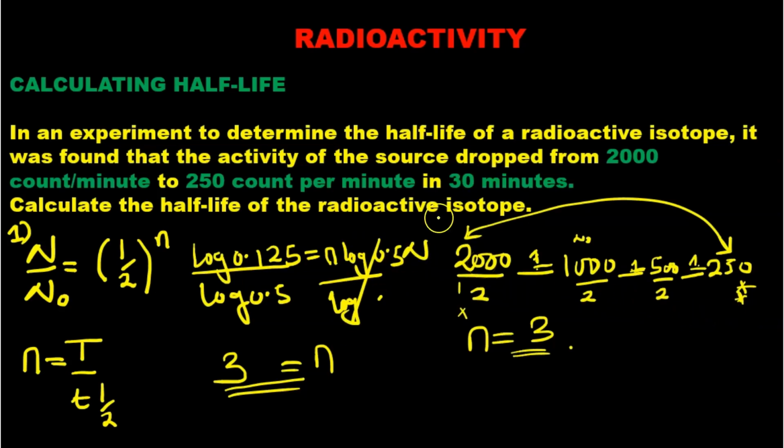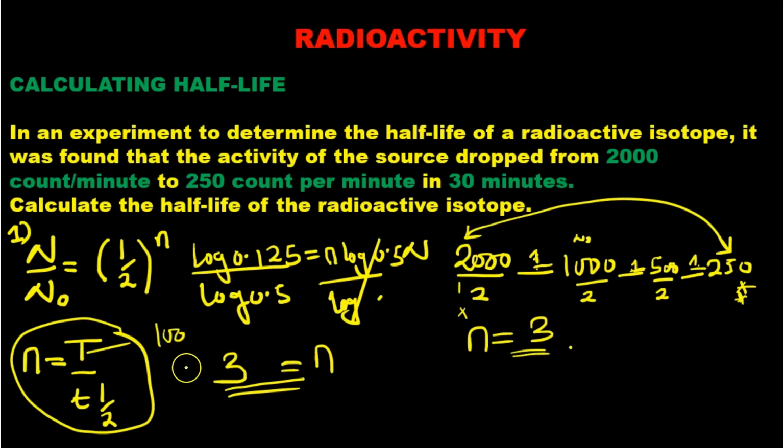All right. Have we calculated the question? So we've not answered the question yet. After finding n, what are we going to do? Do we have T? Because we need to apply this formula for us to find the half-life. But we have T. So T is the time that elapsed. If you look at this question, the source dropped from 2000 counts per minute to 250 counts per minute in 30 minutes, which means the time elapsed was 30 minutes. So our capital letter T, the time elapsed, was 30 minutes.